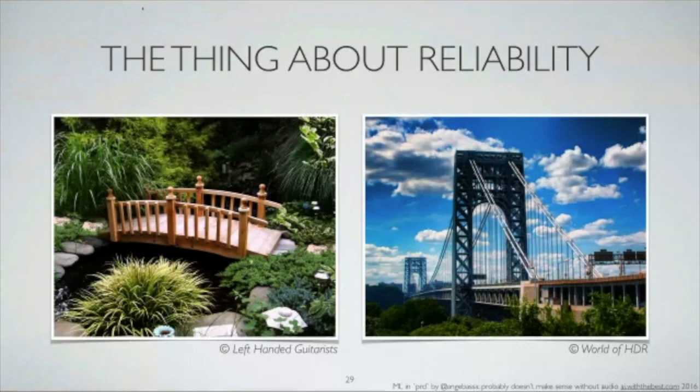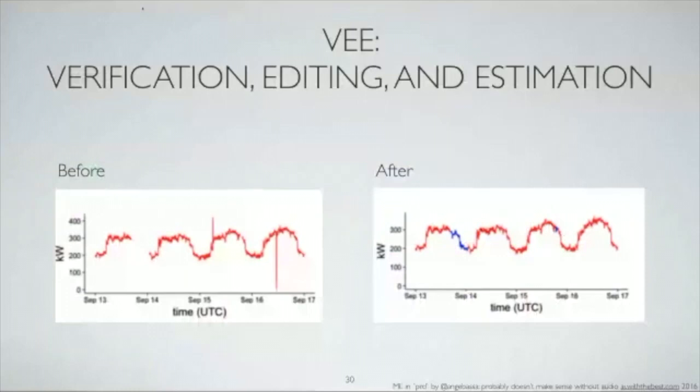There aren't enough eyeballs to look through all of the 5-minute intervals that are coming through to our system, and it has to work. So here's what we use in the industry. There's this process called VEE, which stands for verification, editing, and estimation. So what we get is a time series like what's on the left, the before pane. We get data that has missing pieces.